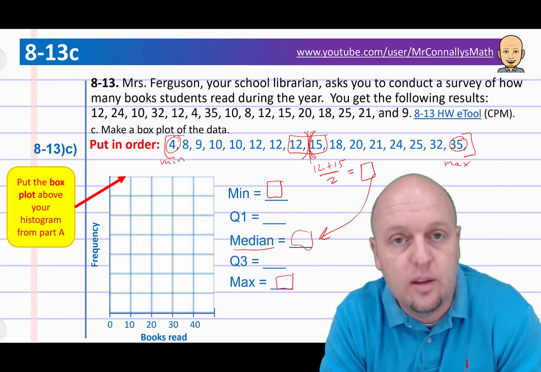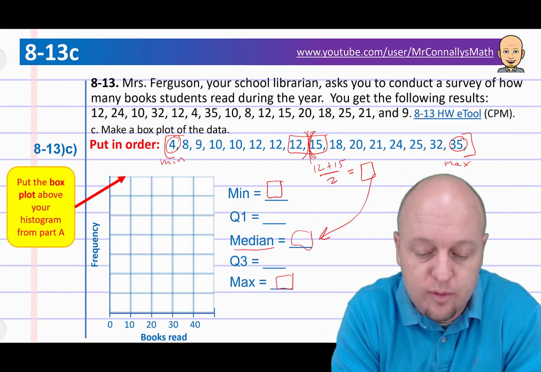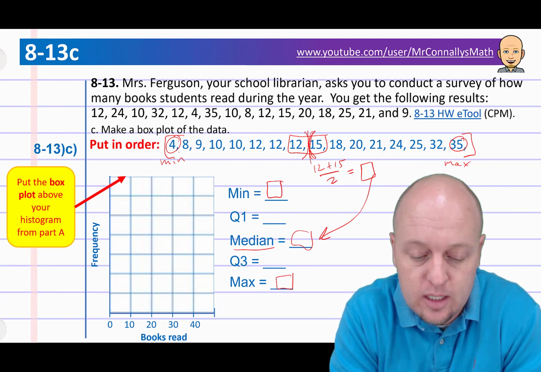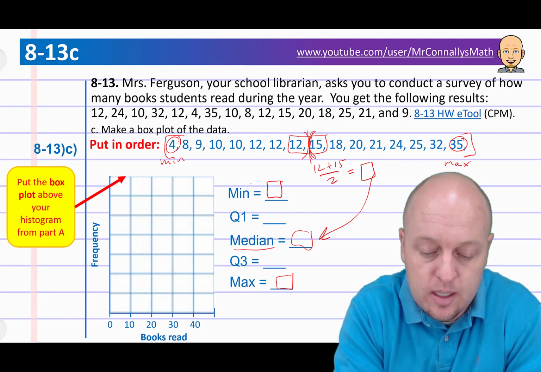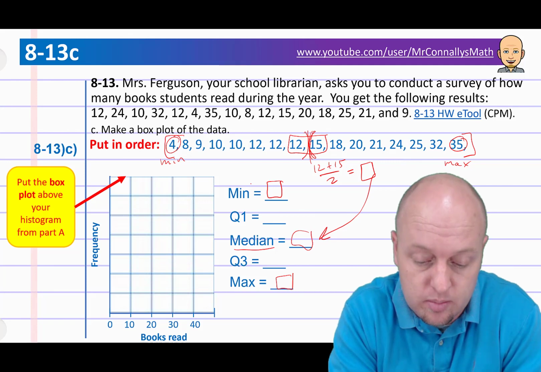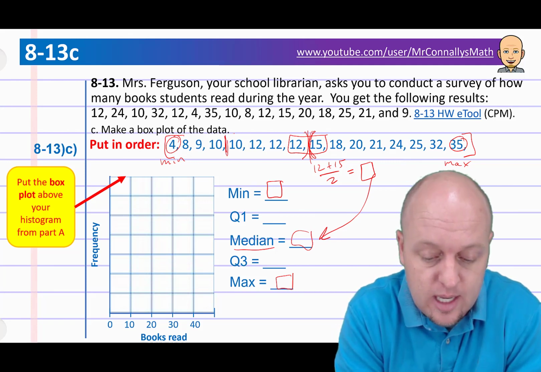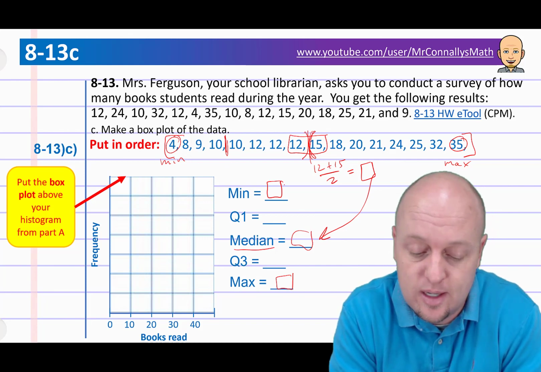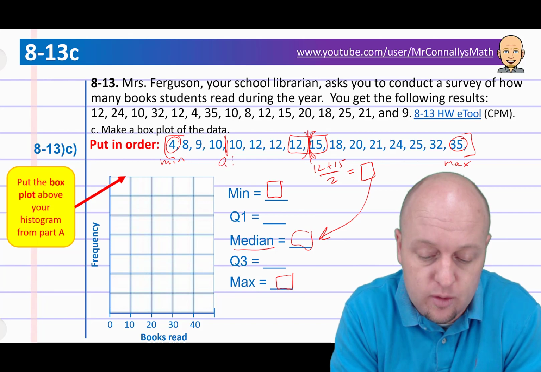Okay, now, left side, we need to find the first quartile. The first quartile is going to be between 4 and 12. So find the middle number between those 8. There's 8 numbers. So that means 1, 2, 3, 4, 5, 6, 7, 8. The middle is going to be in between two numbers. It's going to be between 10 and 10 is Q1. So what number is between 10 and 10? That'll be the first quartile.